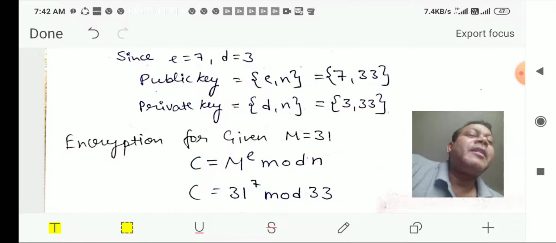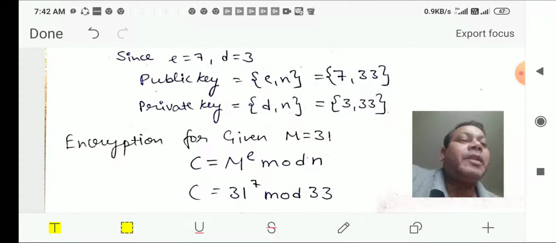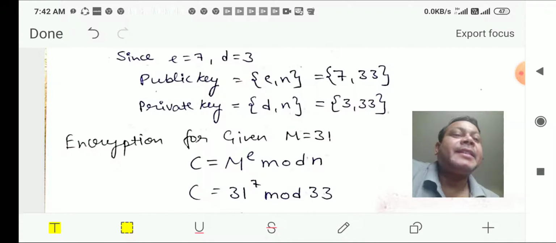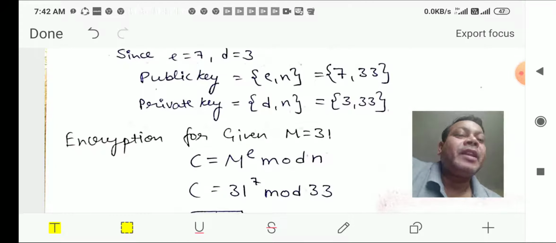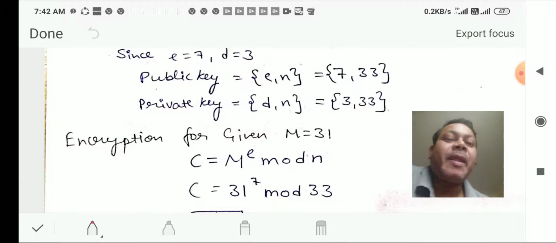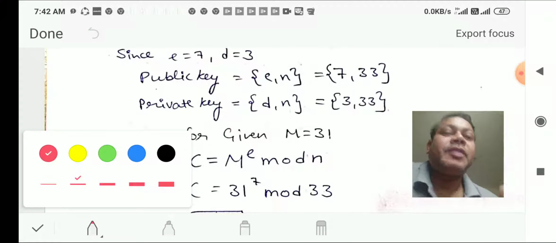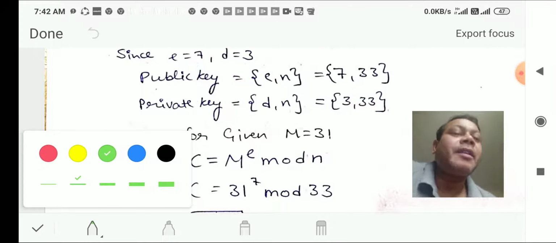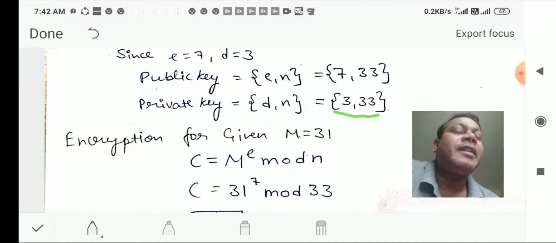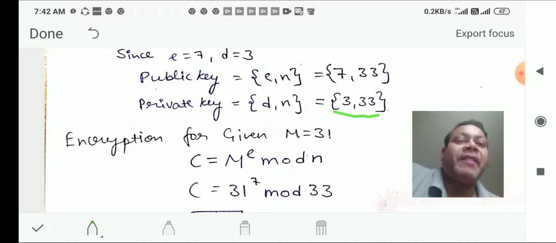N is nothing but the product of the two prime numbers, which is known to us. And D we just calculated using the formula. We got 3. And 33 is your N, the same number, that is the product of these two. Clear? So we got 3 and 33 as your private key.